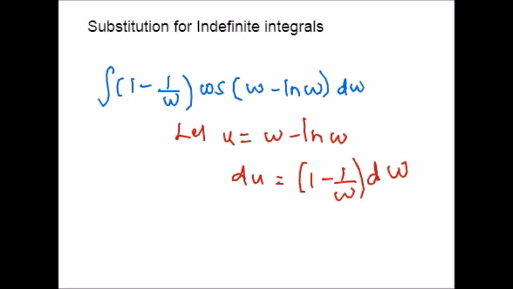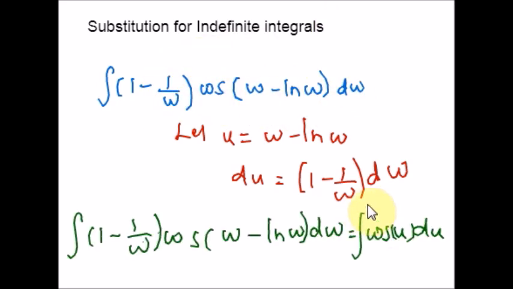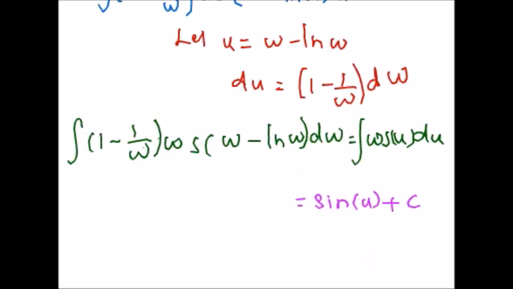The integral is then, you can just rewrite this as the integral of cos u du. So the integration would become sin u plus c. Please don't forget to back substitute the u that you assumed initially. So your answer would become sin of (w minus ln w) plus c. So please don't forget to go back to the original variable in the problem.